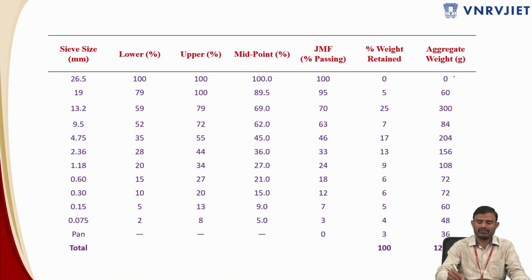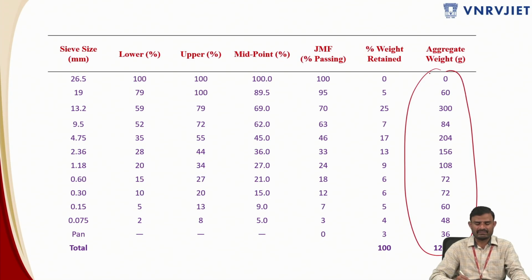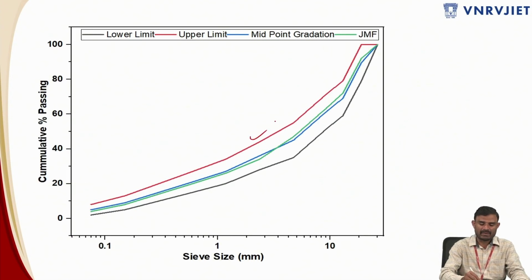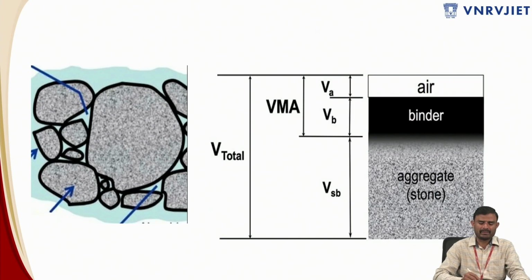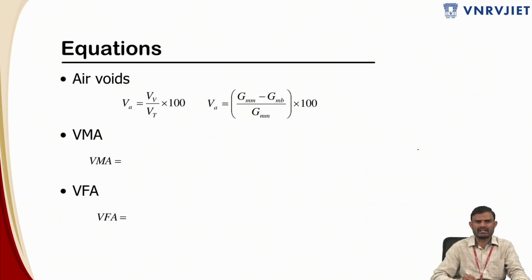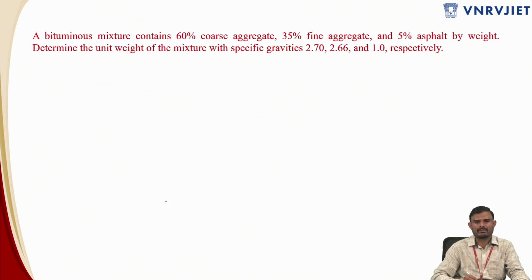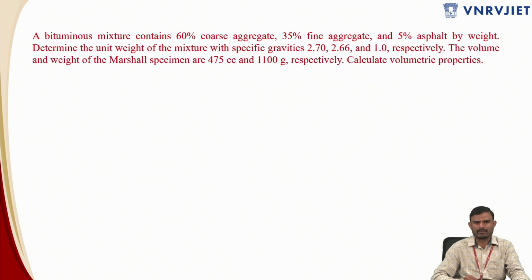And this is how we worked out how much amount of metal is being retained on each and every sieve. After that, this is the upper limit and this is the lower limit, and the midpoint gradation is the blue one, and our mix formula what we have taken is the green one. Then this is how we prepared a mix, and we looked at the three-phase diagram system, and the calculation of volumetric properties like air voids, VMA, VFB, and we also solved a couple of problems on these Marshall properties.